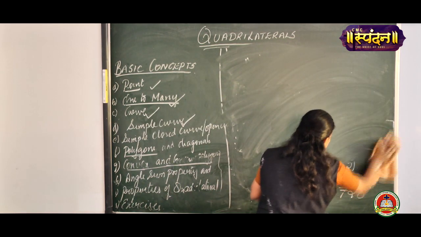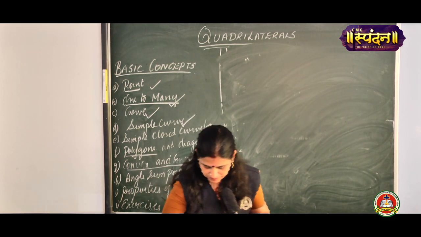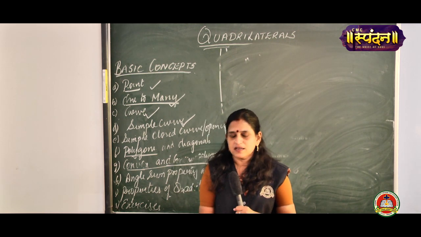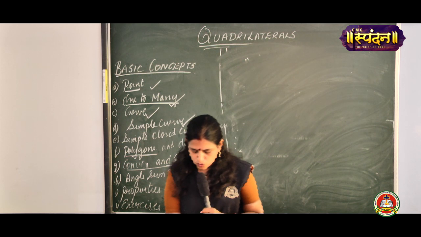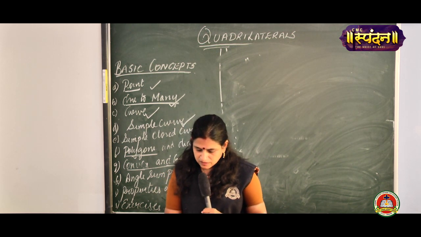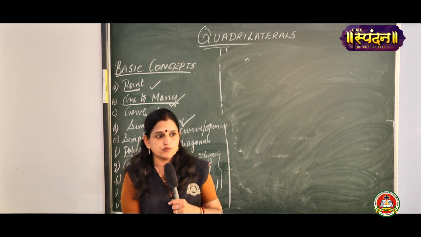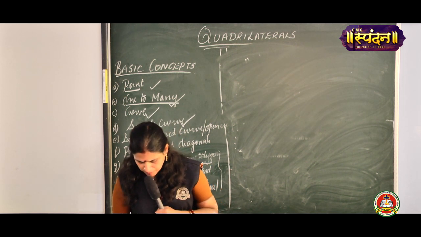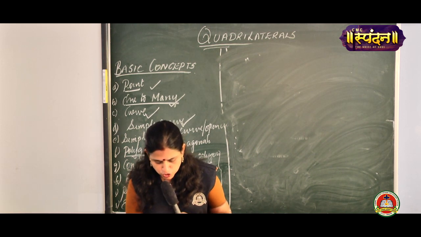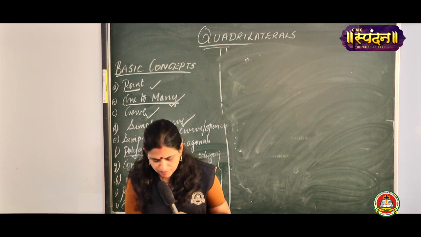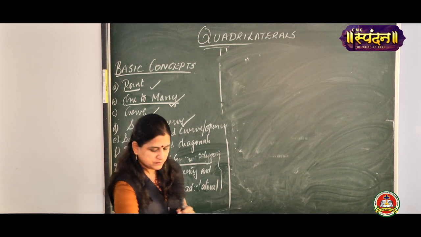Next, we will take out the exercise. Now you have learned the angle sum property of a quadrilateral. Yes, so all of you take out exercise 10A, page number 161. In the first question, it is given: find the value of the unknown angle in the following figure.